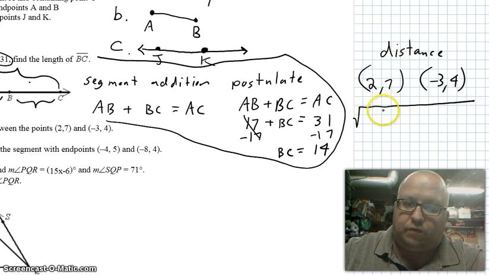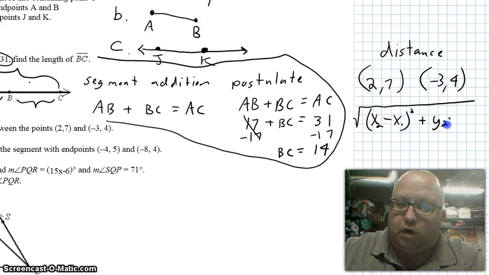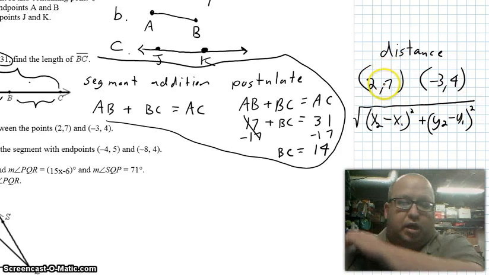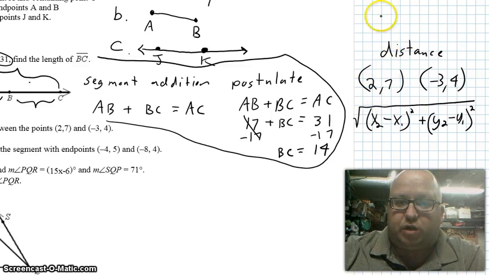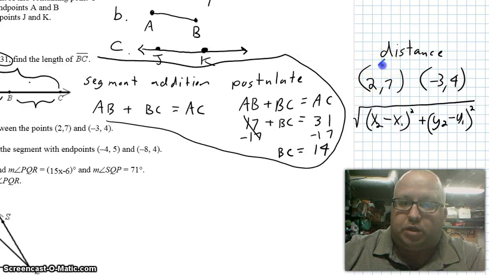Square root of (x2 minus x1) squared plus, nope, not y squared. Hold on a moment. (y2 minus y1) squared. Now, if you're getting skilled at this, you don't have to do this, but sometimes to keep it straight, I like to label these points up. I'll make this point 1 and this point 2. That makes this x1, y1, and this x2, y2.